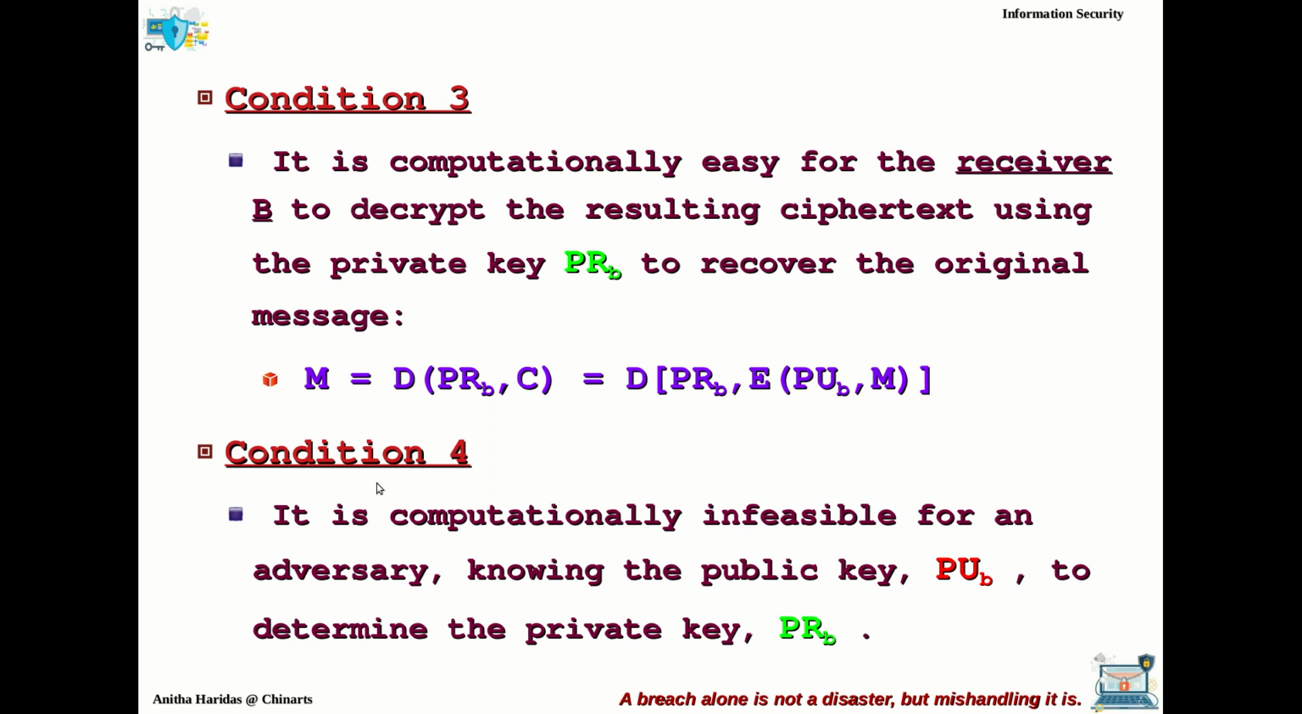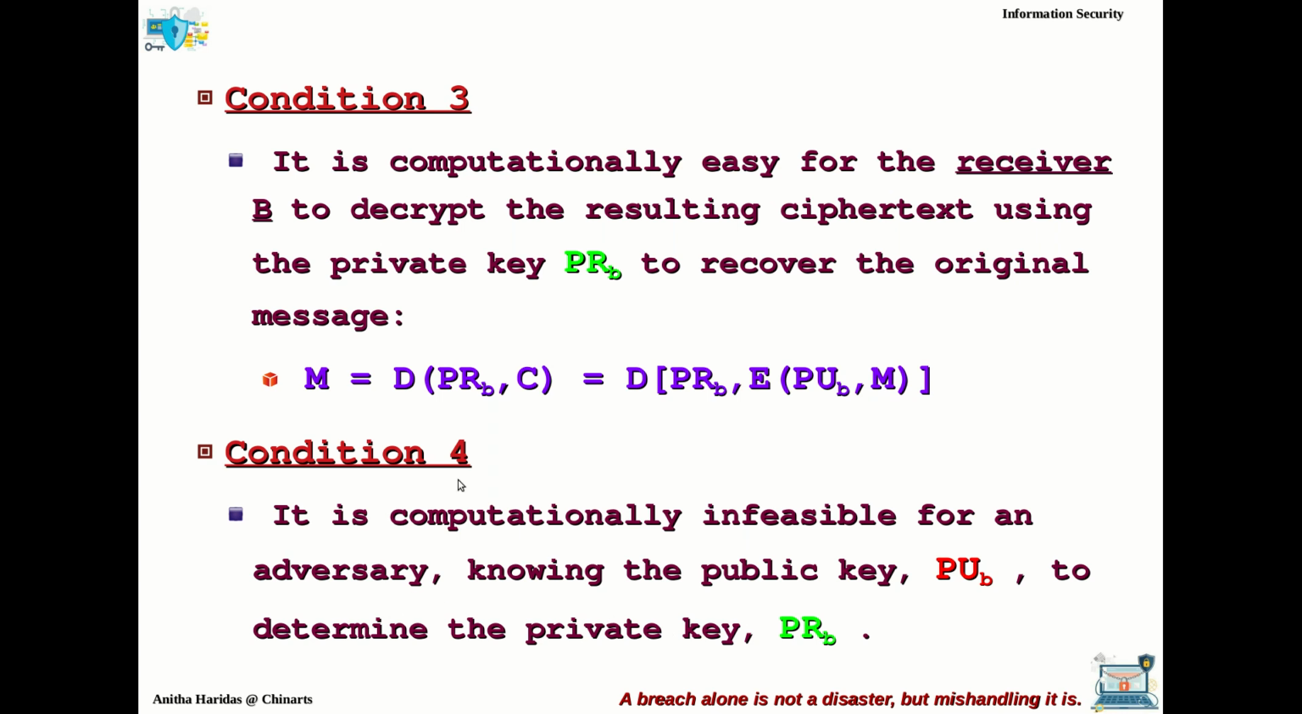And the fourth condition is very important. It is computationally infeasible for an adversary, for an attacker, knowing the public key to determine the private key, right? So this is very important. Since the public key is exposed to everyone, it must be computationally infeasible. This point to be noted. So even though the public key is known to anyone, he or she cannot determine the private key. That kind of process must be there, or that kind of pair of keys must be generated.